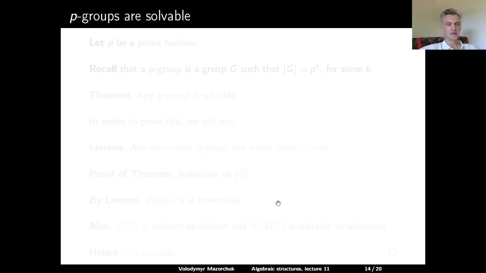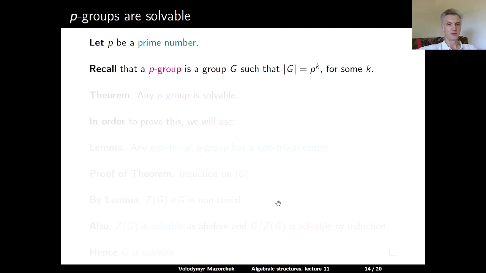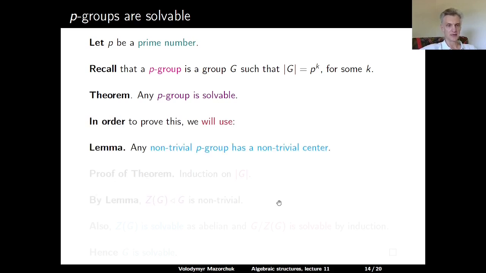We can use this to obtain the following result about the p-groups. So let p be a prime number. Recall that a p-group is a group whose cardinality is a power of a prime. So it's a power of this p, some power p to the power k. Theorem. Any p-group is solvable. In order to prove this theorem, we will use the following lemma, which we will prove on the next slide. Any non-trivial p-group has a non-trivial center.